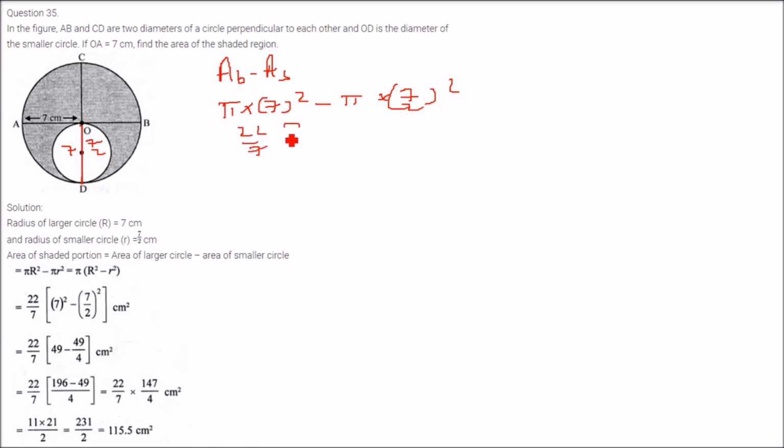So what you have to do? 22 by 7, I am taking it out. 7 square minus 7 by 2 whole square. So this will be 7 square is 49, minus 49 by 4. And if you solve it, it is going to come as 115.5 centimeters square.